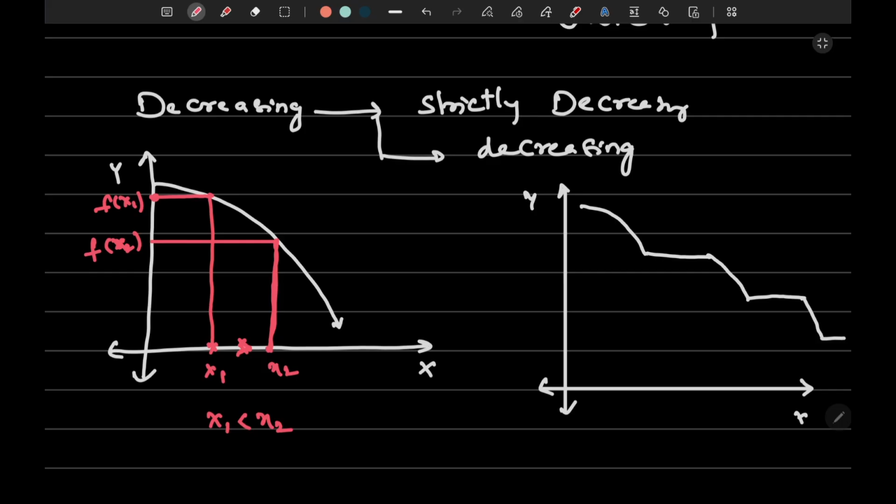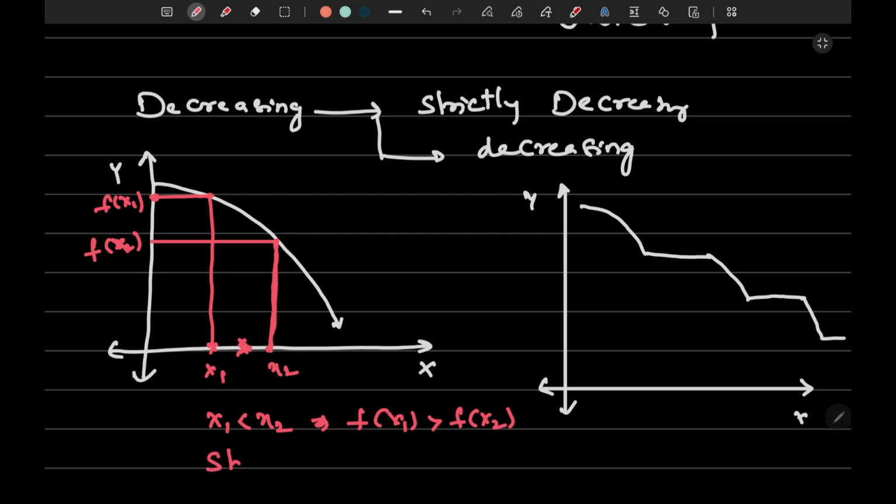F of x1 is up, x2 is down, the y-axis going upside increases. So what is the relation between these two? F of x1 is greater than f of x2. Correct. F of x1 is greater than f of x2. So it means the sign is reversed.